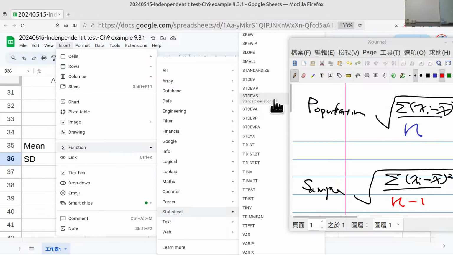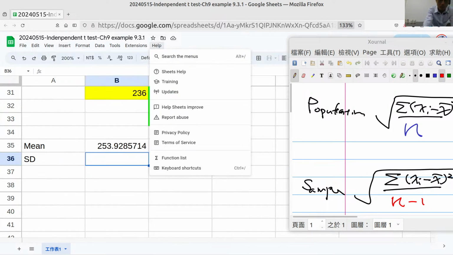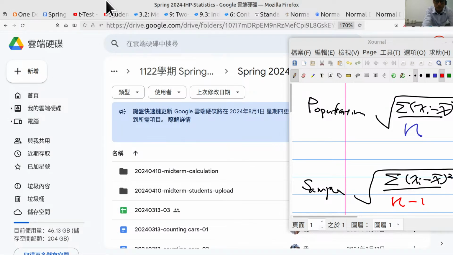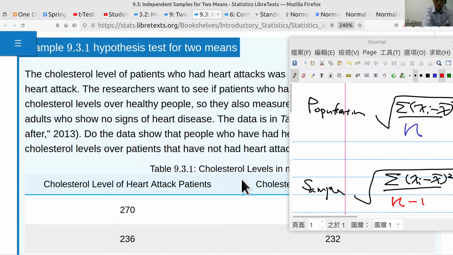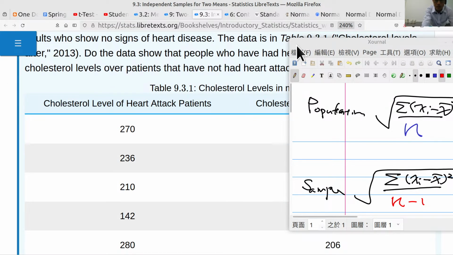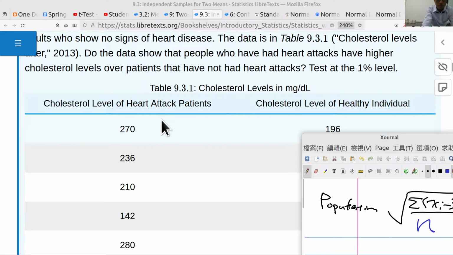Let me ask you again. The cholesterol level of heart attack patients, there are maybe 20, maybe 30. Do you think they are samples or populations? The second group, the cholesterol level of healthy individuals, do you think they are samples or populations?